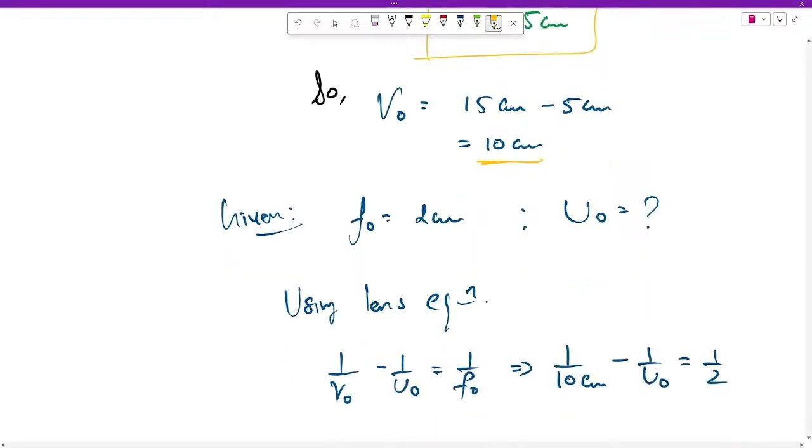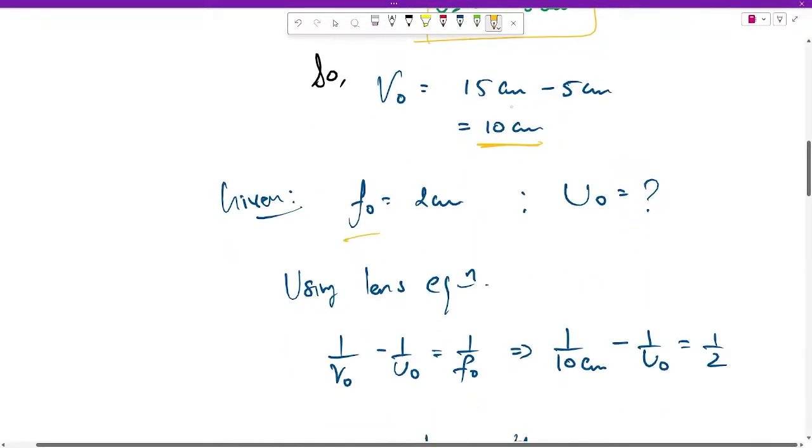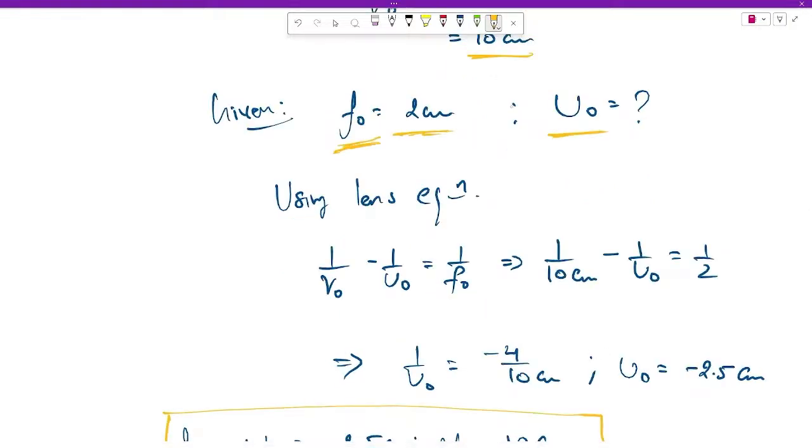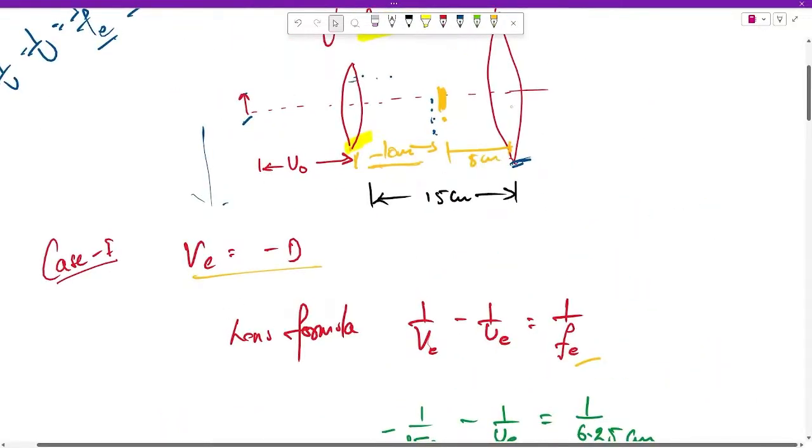We have been given the value of F_O, the focal length of the objective, that is 2 centimeter. We have to find out the value of U_O, the object distance from the objective. So using the lens formula again, we have been given the values of F_O and V_O, and we have to find out the value of U_O. Solving this, we have got a value of U_O as minus 2.5 centimeter. So the solution of the first case is that if the object is kept at 2.5 centimeter to the left of the objective, then we will get a final image at a distance of 25 centimeter to the left of this eyepiece.